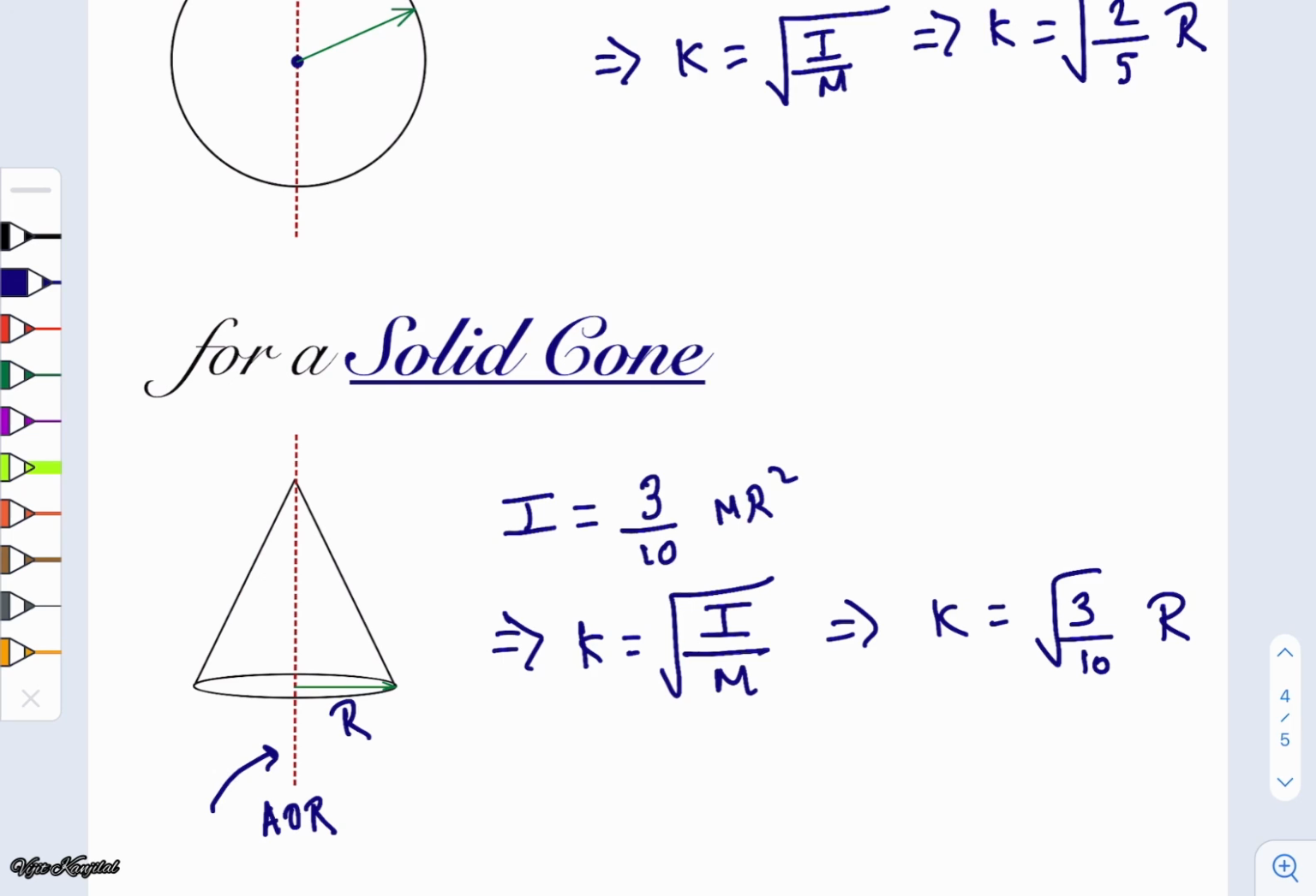So we can clearly see that calculating this particular value, that is radius of gyration, is very easy and it is nothing but a cakewalk for us.